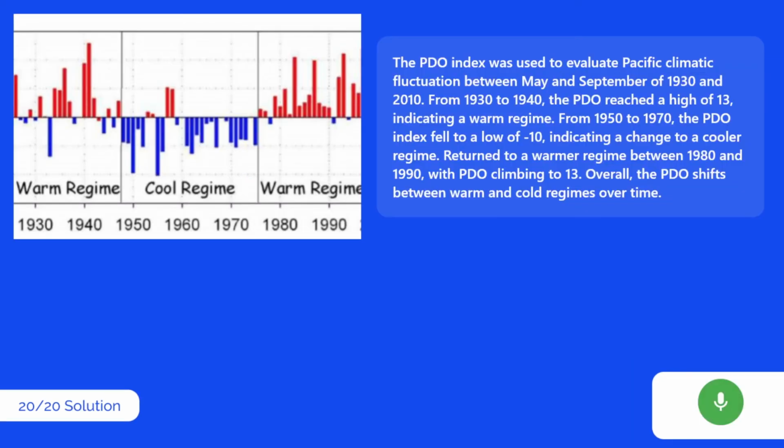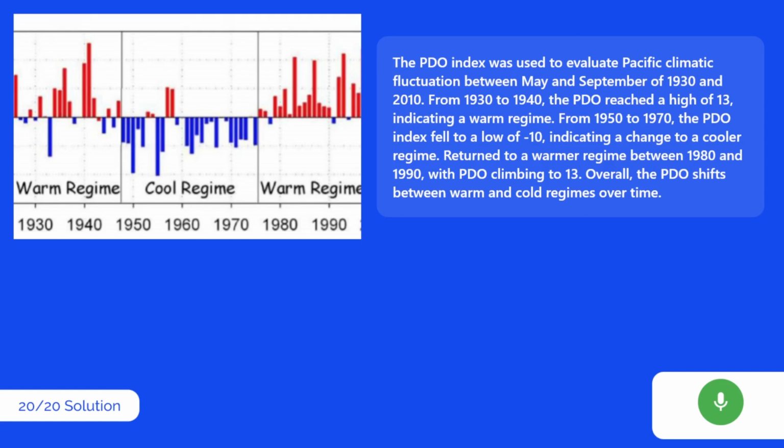The PDO index was used to evaluate Pacific climatic fluctuation between May and September of 1930 and 2010. From 1930 to 1940, the PDO reached a high of 13, indicating a warm regime. From 1950 to 1970, the PDO index fell to a low of -10, indicating a change to a cooler regime.